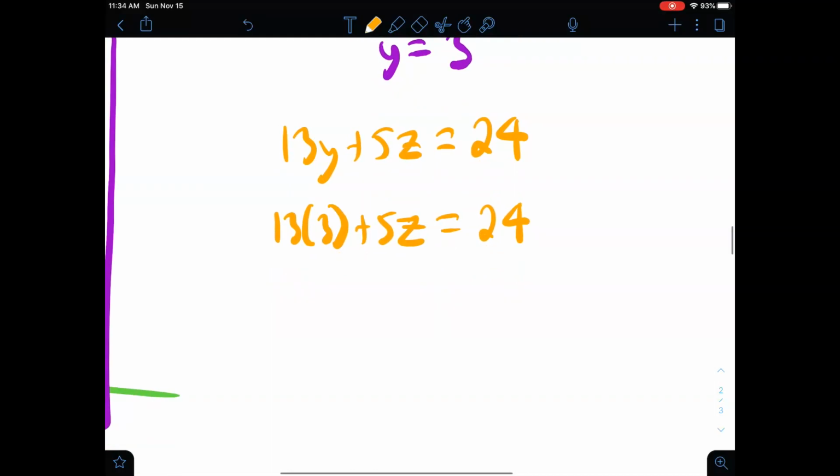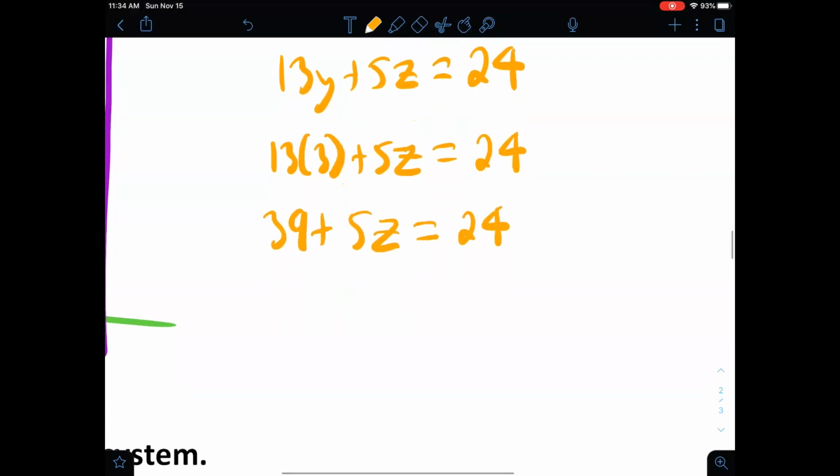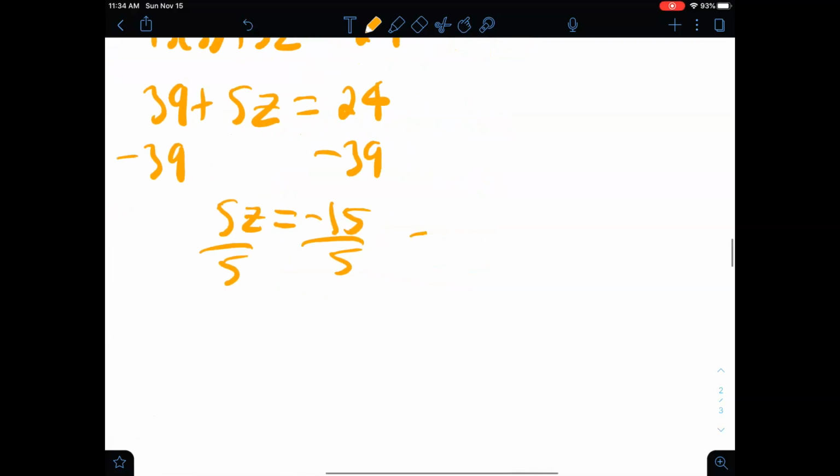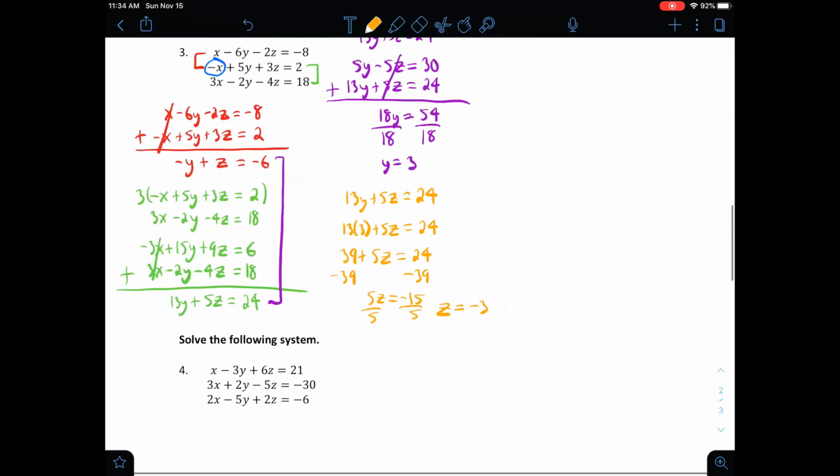All right. 13 times 3 is 39, plus 5z equals 24. Subtract 39 to get 5z by itself. 5z equals negative 15, when you subtract 24 minus 39. Divide by 5, and z is going to be equal to negative 3. Are we done?